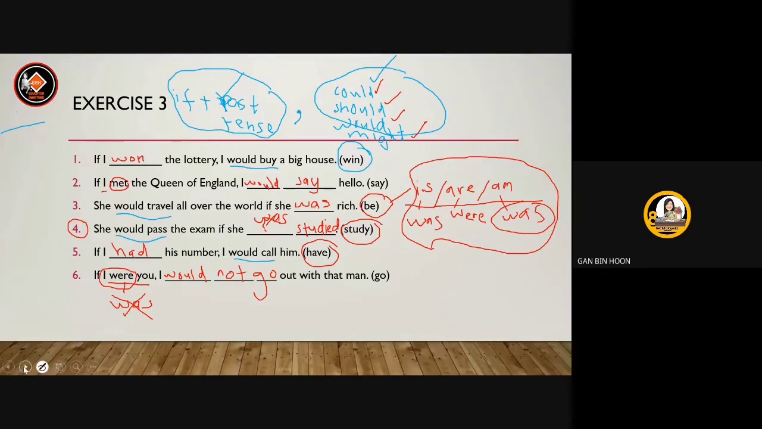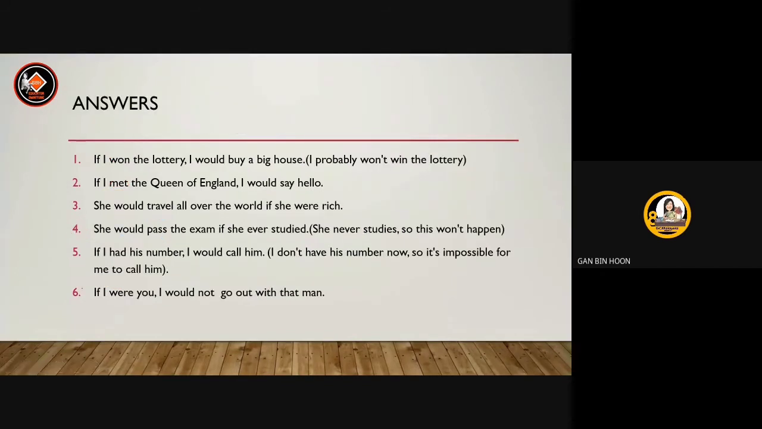Okay, so let's look at number 4. Okay, what is number 4? Okay, let's look at number 1. If I won the lottery, I would buy a big house. I probably won't win the lottery. Itu kemungkinan dia lah. If I met, okay, I use highlighter better. If I met the Queen of England, I would say hello. Okay, so nampak tak? Would buy, would say, okay. She would travel all over the world if she were rich.